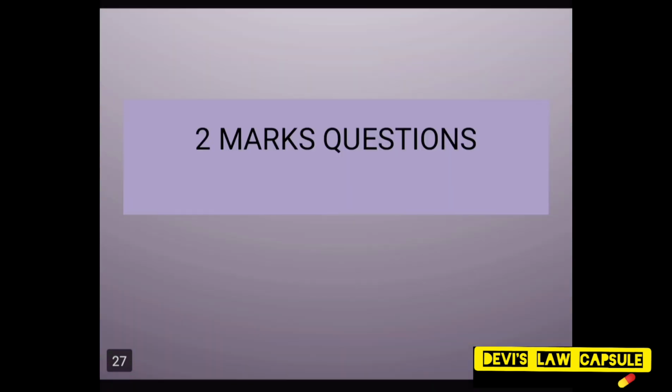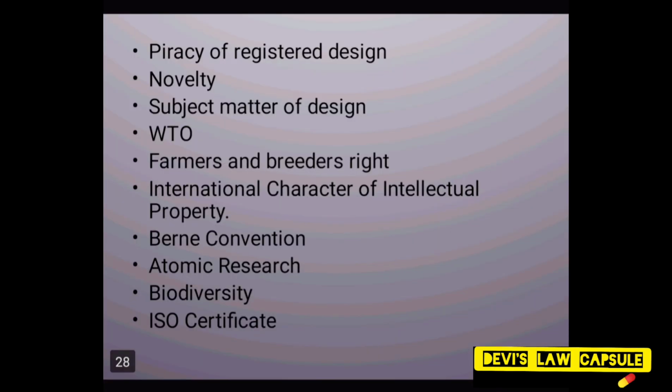For the 2-mark questions, you have to go through piracy of registered design, novelty, subject matter of design, WTO, farmers and breeders' right, international character of intellectual property, Berne Convention, atomic research, biodiversity, and ISO certificate.